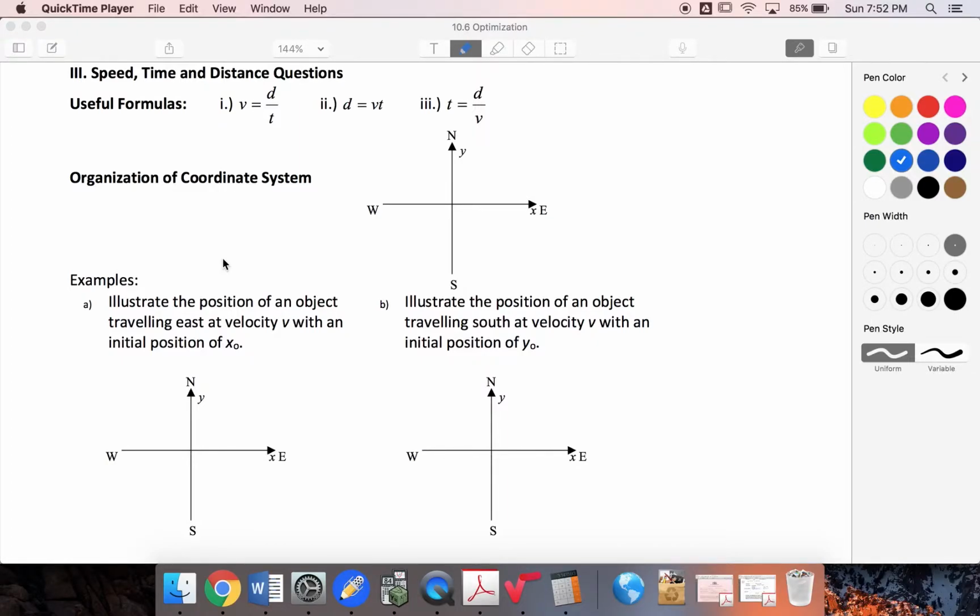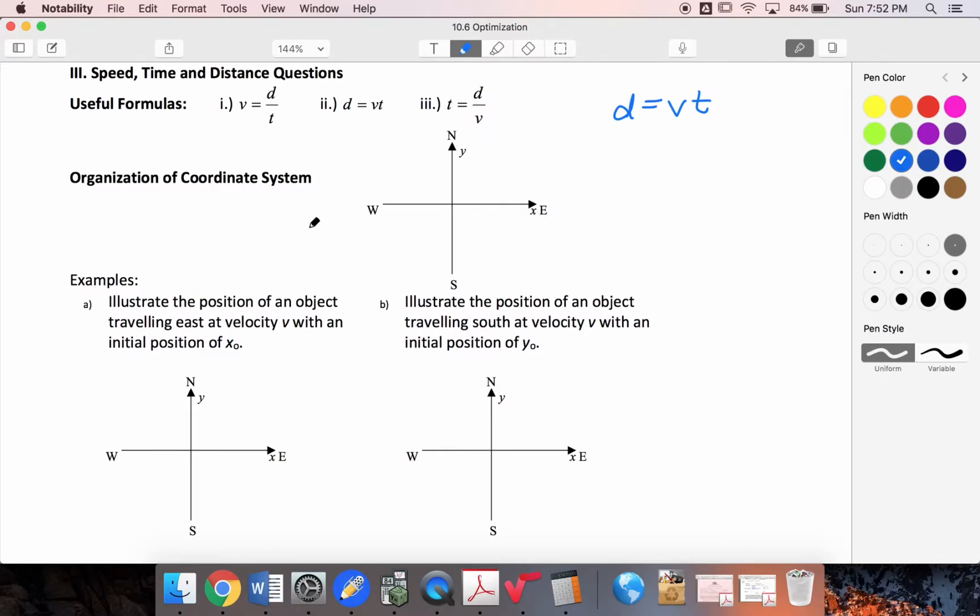Another type of optimization problem that you're going to encounter are those involving speed, time, and distance. So it's very useful to think about how speed and distance and time are related. I know that distance is velocity times time. That's the one I remember, and then I can derive either of these.